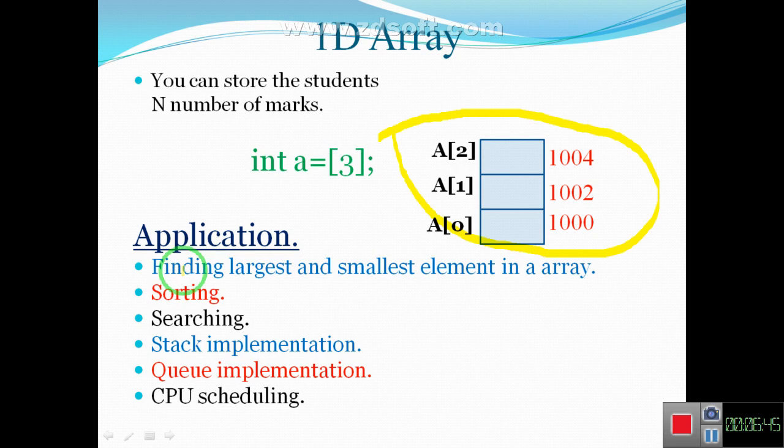Maybe I stored 20 integer numbers. Maybe they are in order, and I can do the sorting. That is one of the applications, sorting. I can find whether a given element is available in the list of 20 elements or not. That is searching. From the 20 numbers I can find the largest number and the smallest number. That is also one of the applications.